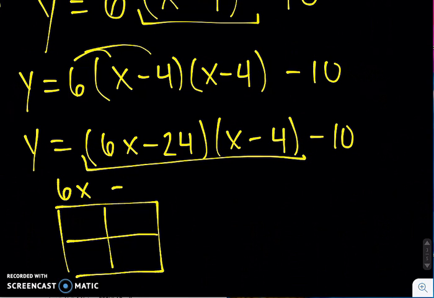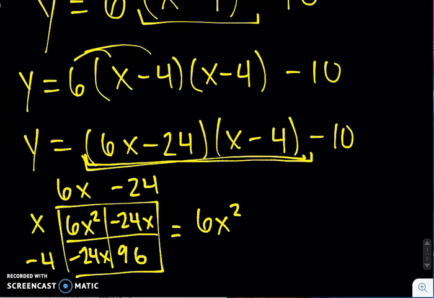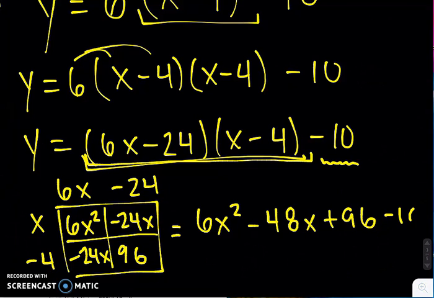So 6x, negative 24, x, and negative 4. So 6x times x is 6x squared. Negative 24 times x, negative 24x. 6x times negative 4, negative 24x. And 24 times 4, 96. So this 6x minus 24 times x minus 4, those two things multiplied together ends up being 6x squared minus 48x plus 96. Just don't forget to also minus that 10 at the end.